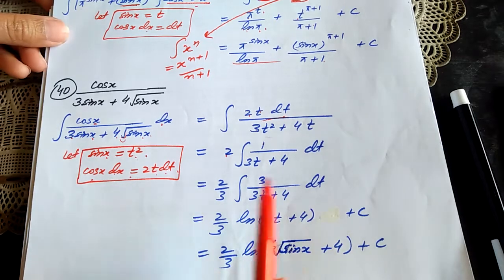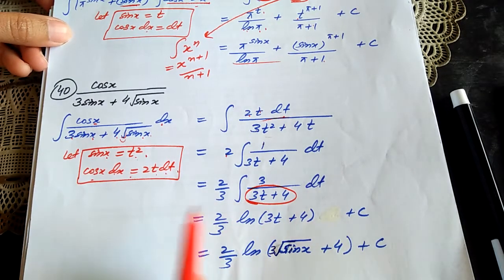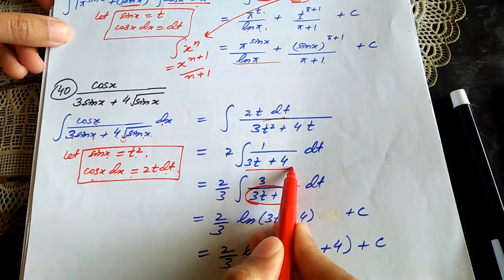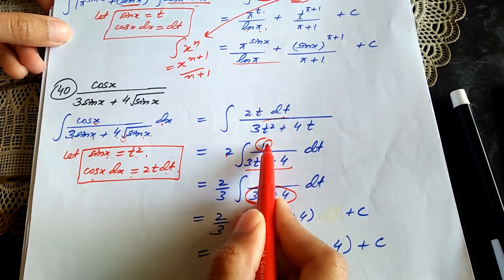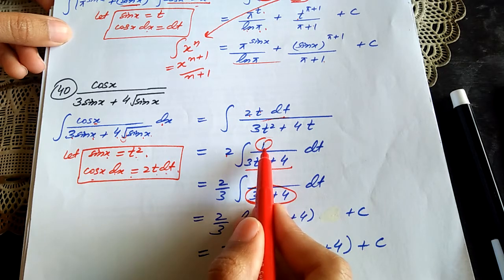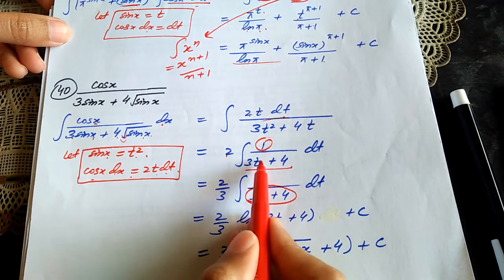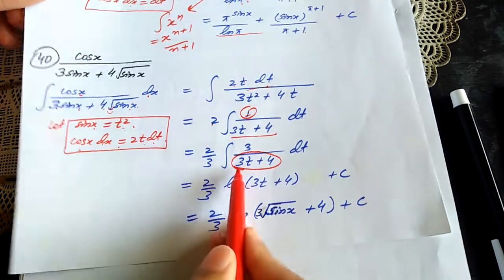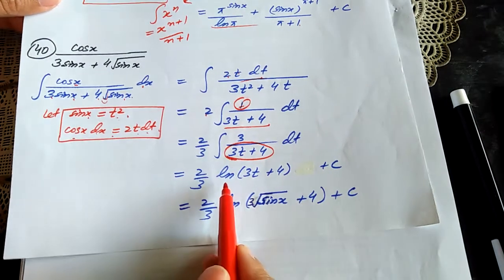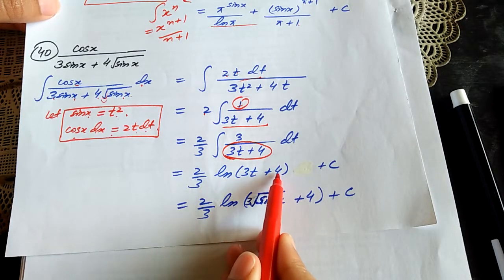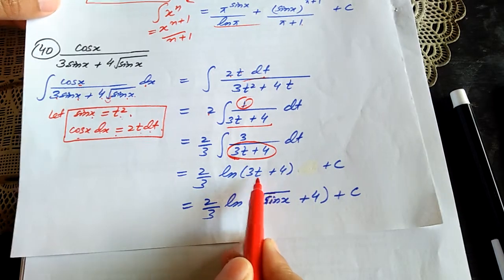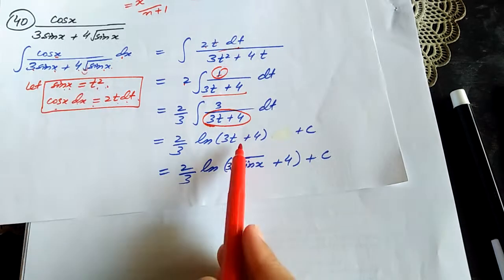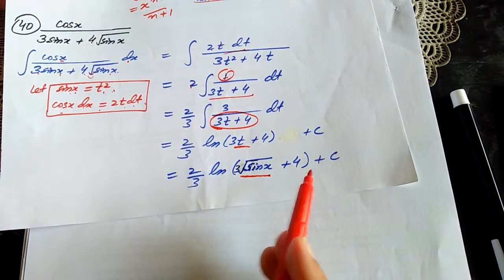Now in this function, if you see, 3t plus 4 has the derivative 3. If I make 3 here, I can then integrate it for the ln. So I am making 3 here by multiplying it with 3 and dividing it with 3. Now this function has the derivative in the numerator. So we can write it like ln 3t plus 4. And we know that t is equal to under root sine of x from here. So just replace t with under root sine of x.